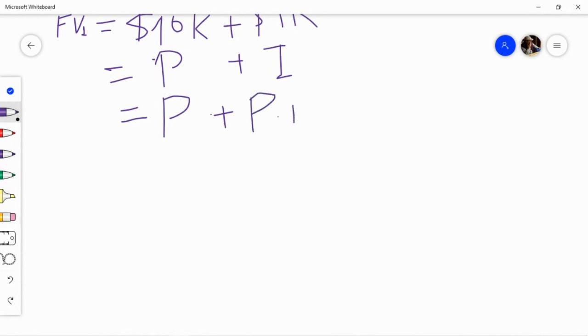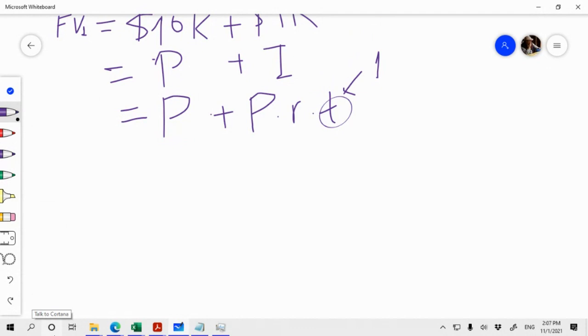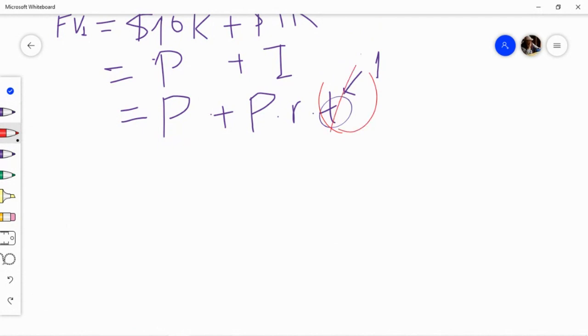P times R times T. Isn't that right? Isn't that what interest is? Interest is principal times rate times time. And you just plug in. We don't have to write this because time is 1 year. It's just 1. Interest rate is, of course, 10%. So because time is 1, you can simply ignore that, you don't have to write it.